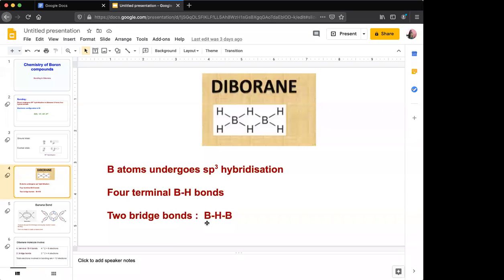And 2 bridge bonds, BHB. As you can see here, B, H and this B. These are bridging bonds. So there are total 2 bridge bonds and 4 terminal BH bonds. You have to remember that boron undergoes sp3 hybridization and the diboron structure has 4 terminal BH bonds and 2 bridge bonds.